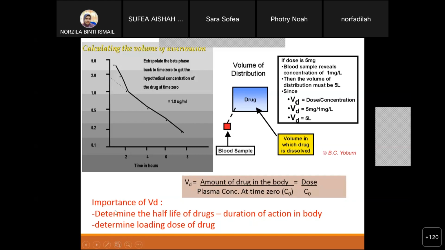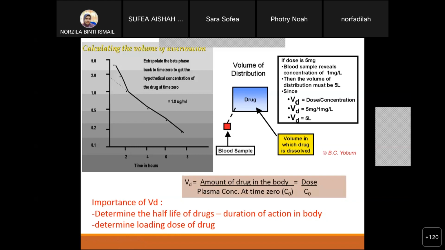All right. Why is VD important? Because we can determine the half-life of drugs. The volume of distribution, also like bioavailability, we have to calculate when we want to develop a new drug. For any drugs that are commercially available, the pharmacists already know the VD, the bioavailability, everything about the drugs. We calculate this when we want to develop a new drug.